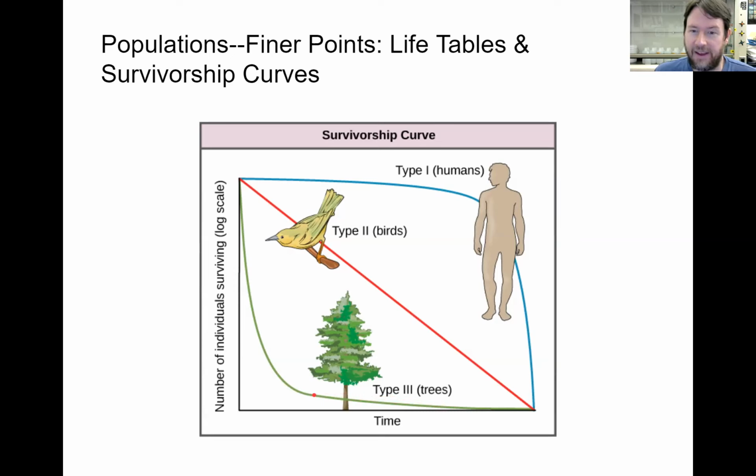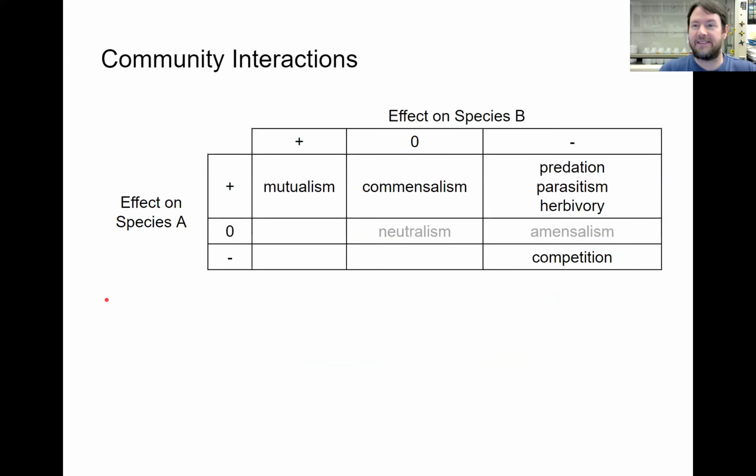All right, so that's all I'm going to say about populations. And now we're going to get into biological communities. So the community is made up of multiple species, and they can interact in a variety of ways.